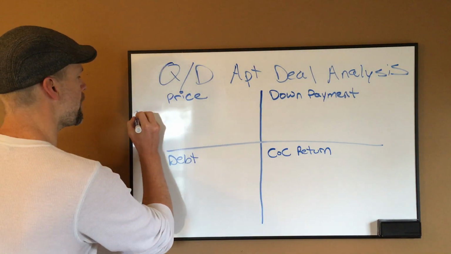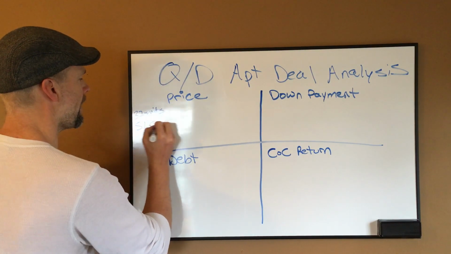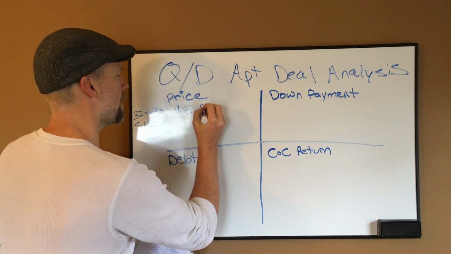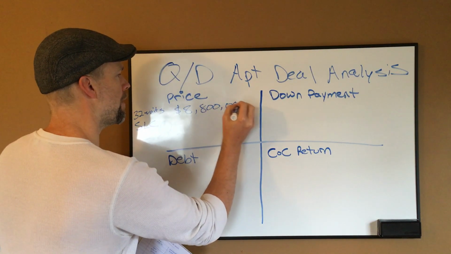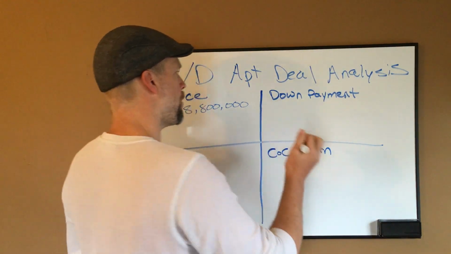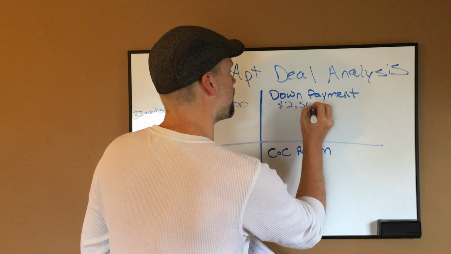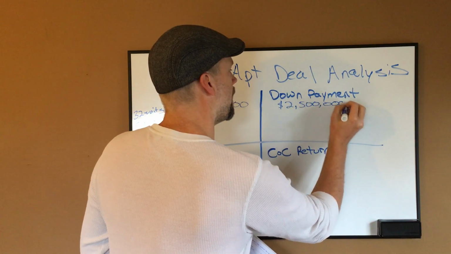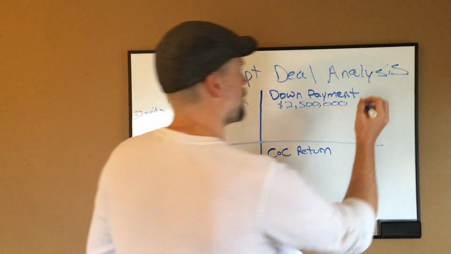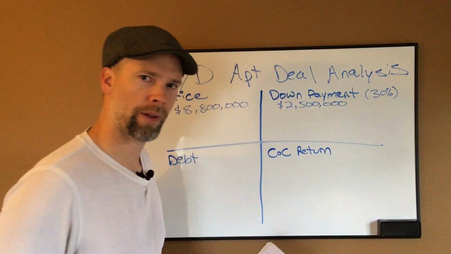We got 32 units in Salt Lake City. So the price on this deal, $8,800,000. Now the down payment we're going to have on that is $2.5 million. Now the down payment is usually going to be around 30% of the purchase price, as a good rule of thumb.